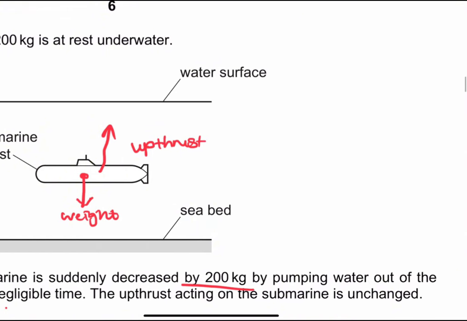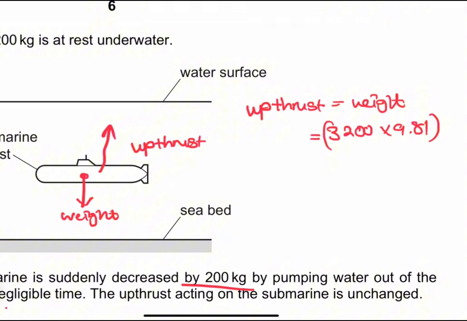So we can find the initial upthrust, because the initial upthrust is equivalent to the initial weight, right? So the weight would be 3,200 multiplied by 9.81. So this is the value of your upthrust. So 3,200 times 9.81 is acting upwards. And also the weight of 3,200 times 9.81 is acting downwards. And the two are in conflict.